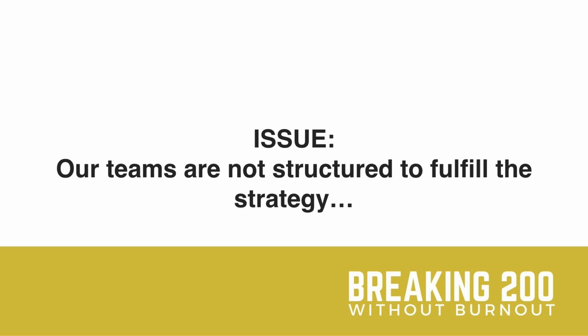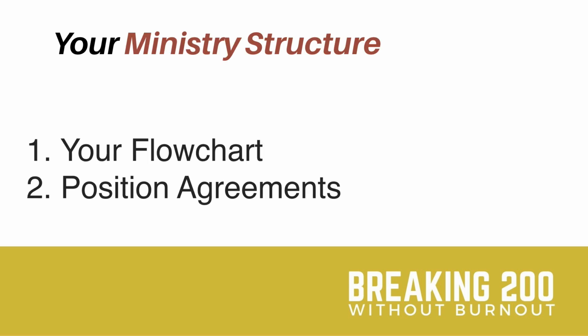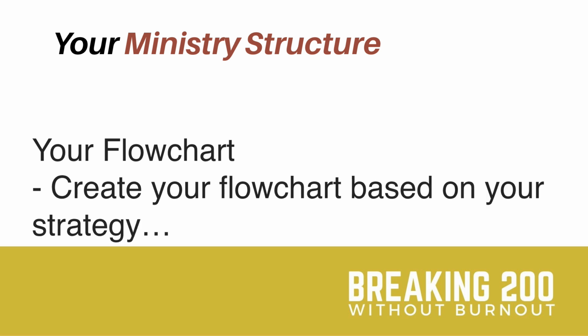And here's one of the biggest issues. Our teams are not structured to fulfill the strategy. They're not positioned in a way to do so. So again, we've got people doing busy work, not necessarily making progress. In order to fix this, number one, we create org charts. And number two, we create position agreements. Your org chart is really based on your strategy.